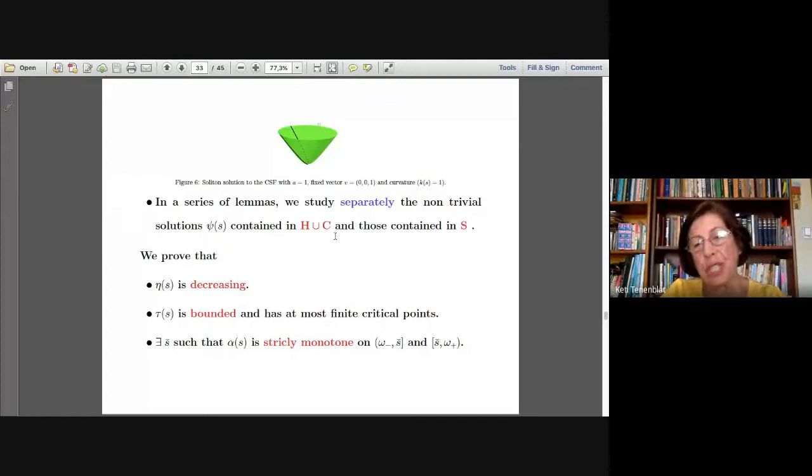We can prove, I will not go into the details, that the function eta of S is decreasing, tau is bounded and has at most a finite number of critical points, and also there exists an S bar such that the function alpha of S is strictly monotone between omega minus and S bar, and between S bar and omega plus.